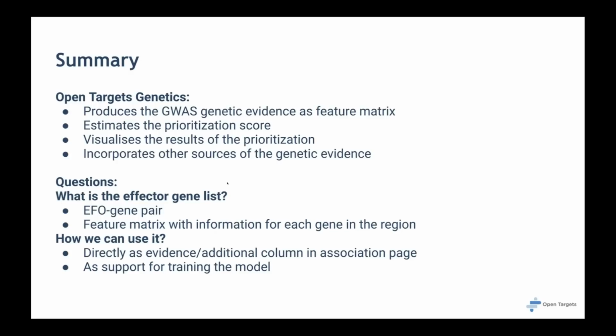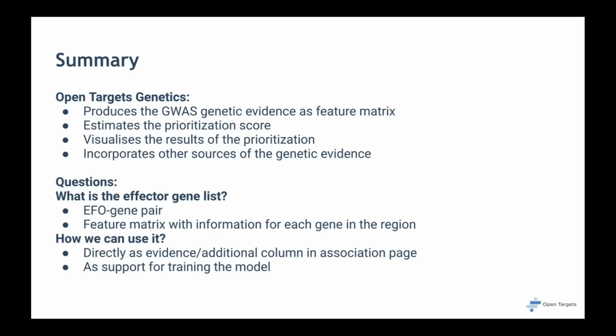So for the workshop-related thing, we have probably two questions. And one of the most important: what is the effector gene list? Because in our case, the effector gene list is basically an established effector gene pair. We are not asking the question about how credible it is. We already assume that if this pair is presented in this list, it's kind of credible.